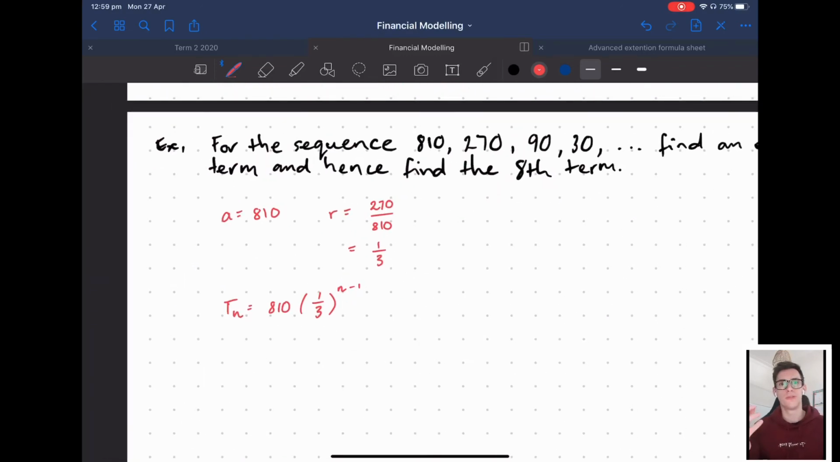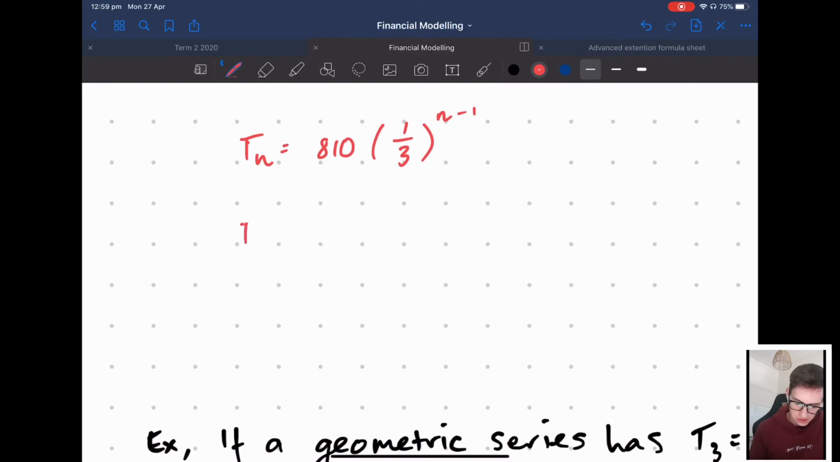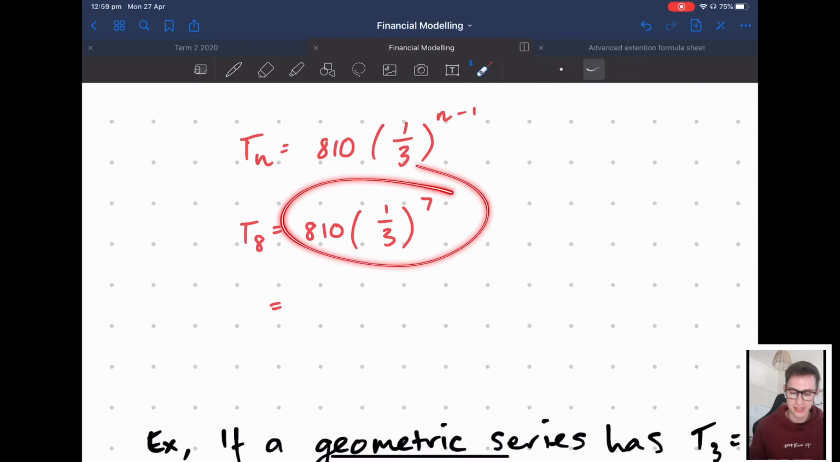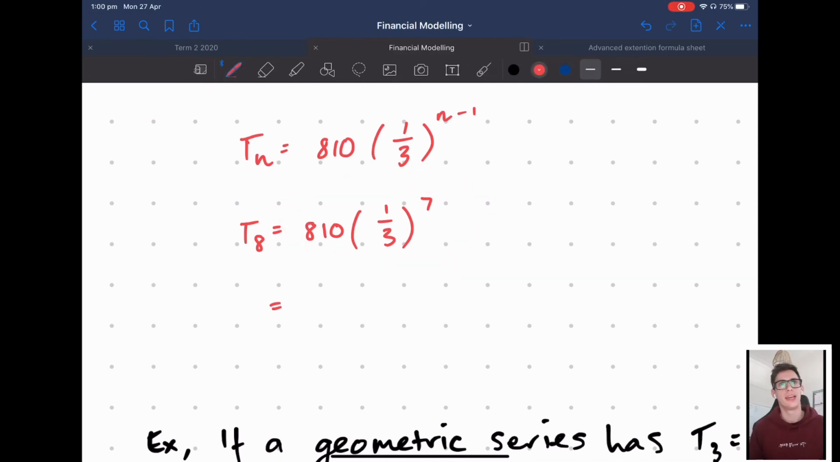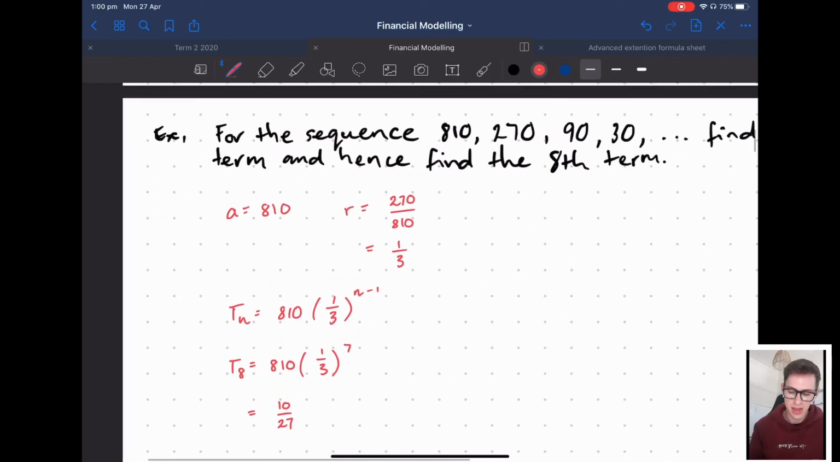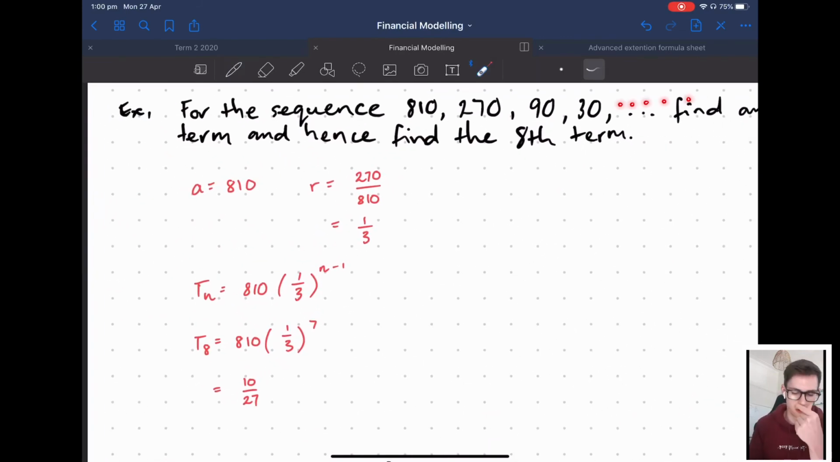But the second part of the question was to find the 8th term, so that's going to be the 8th spot. So if I pop n in as 8, I'm going to get 810 times 1/3 to the power of 8 minus 1, which is just 7, and you can just write it that way. You don't have to do the full work and do an extra spot just to go 8 minus 1 is 7. Okay, and if you pop just this bit right here into your calculator as is, you will get an answer of 10/27. Okay, and that's it. That is the 8th term. The same thing as if you were to continue that sequence on, where that's first, second, third, fourth, for another 4 terms.